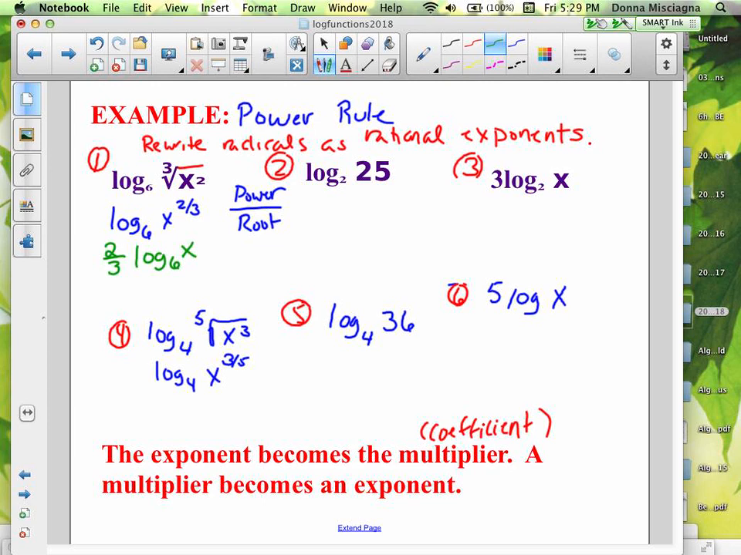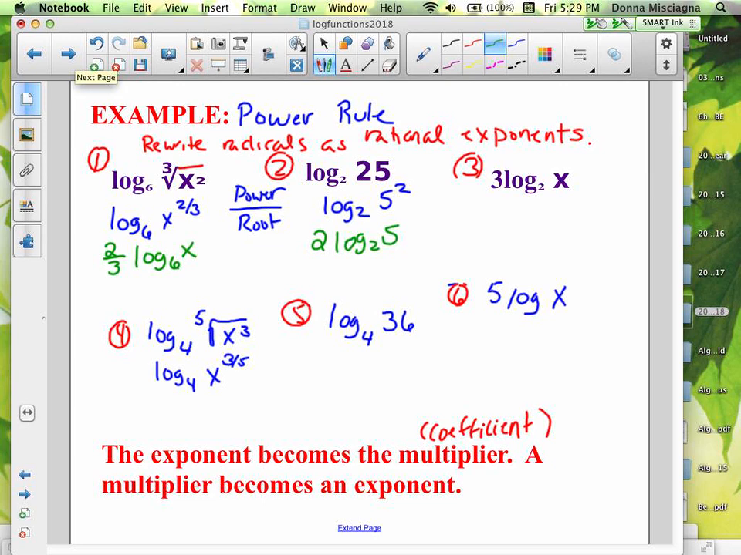All right, let's look at this one. Well, there doesn't seem to be anything to simplify, does it? But we could rewrite that as log base 2 of 25. What is that? 5 squared, right? So now I've got something with an exponent. I can rewrite that using the power rule and move the exponent in front. So log base 2 of 25, which is the same as log base 2 of 5 squared, is the same as 2 times log base 2 of 5.